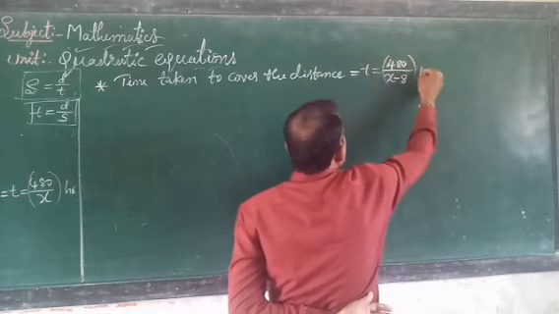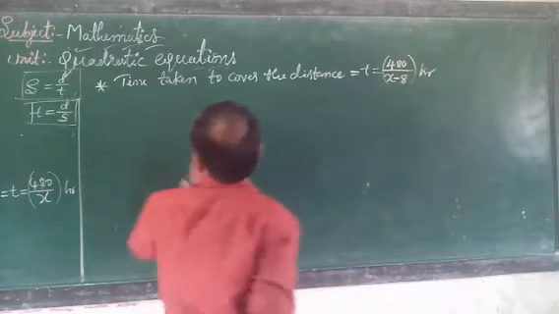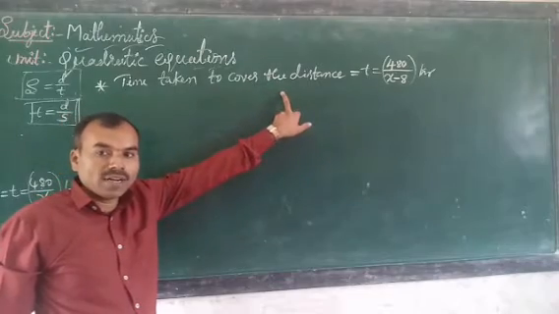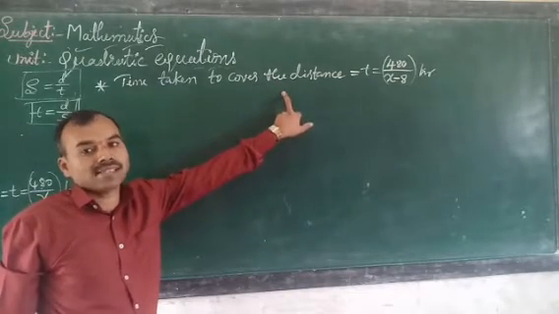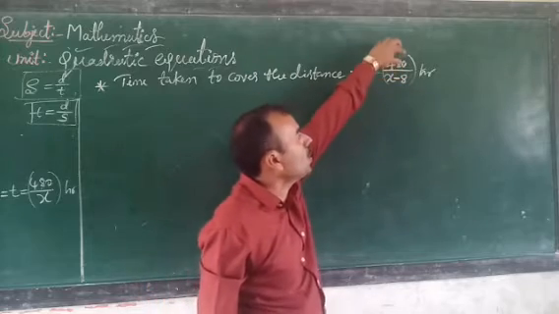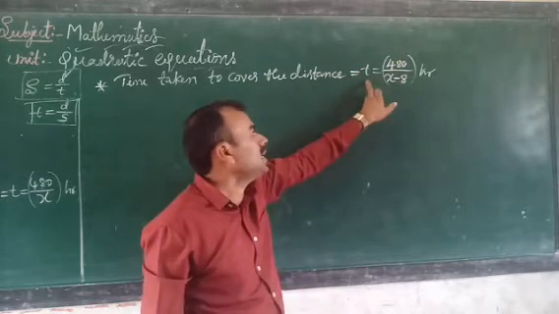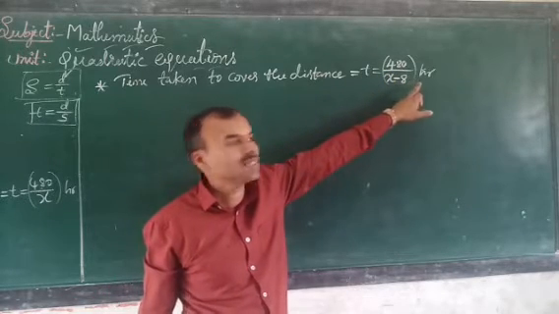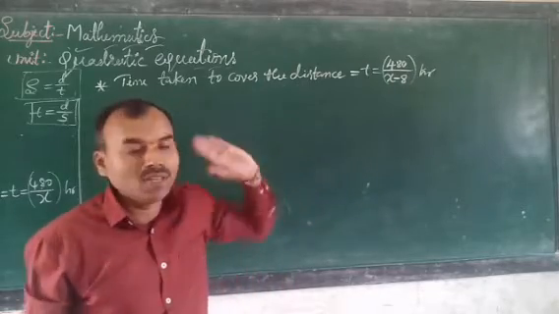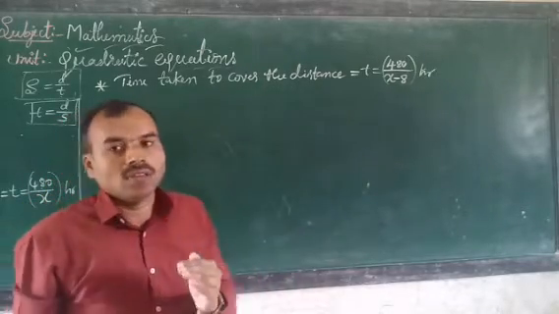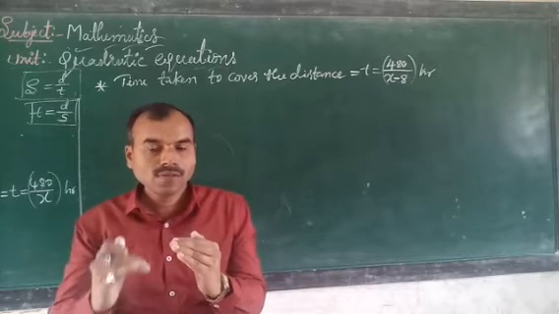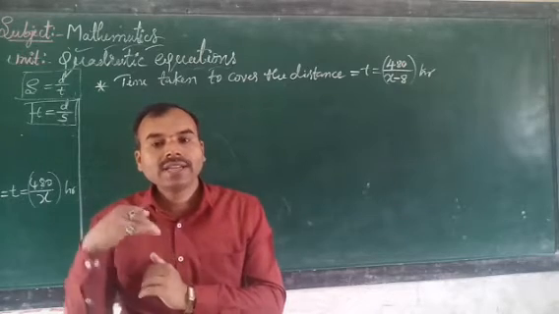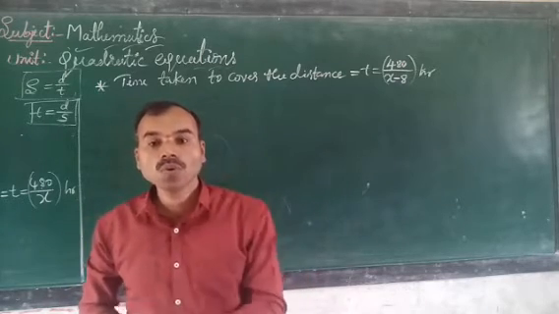Yes, students, it is in hours. Time taken to cover the distance 480 kilometer at the speed x minus 8. So time is equal to distance by speed. T is equal to 480 by x minus 8. This is the time. So if the speed is less than the initial speed, it will take 3 hours more.